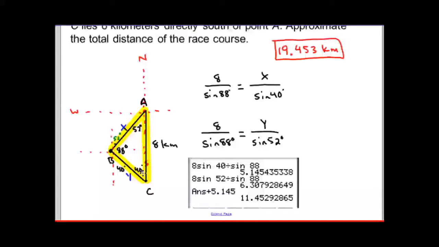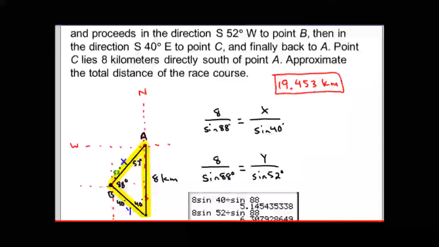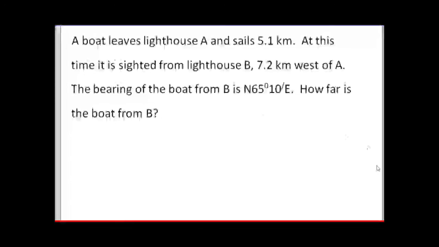We have to finish the race. You can't just go here and stop and say, hey, I'm done. You had to go back to the beginning. See, then they went back to A. Boom. So 19.453 kilometers. All right, I know what you're thinking. Let's at least do one more. This is so much fun. So here we go. Here's another one.